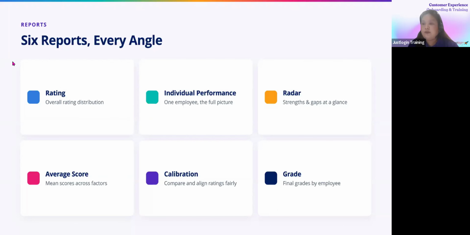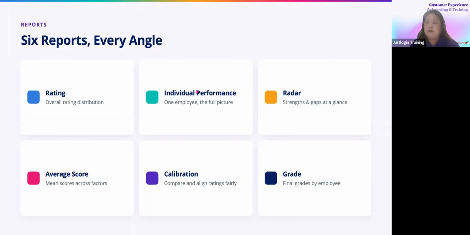We also have the individual performance report. One employee, full picture. So let's say the management asks everybody to send feedback on me. So my peers, myself, my manager, everybody answered the survey for me. Using the individual performance report, the administrators can see how people see me in the company, how people rated me, and the feedback that they shared with me.